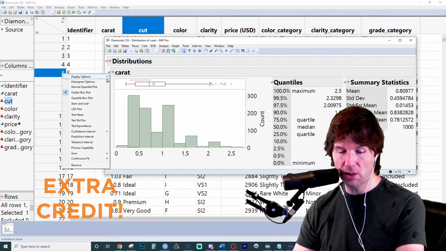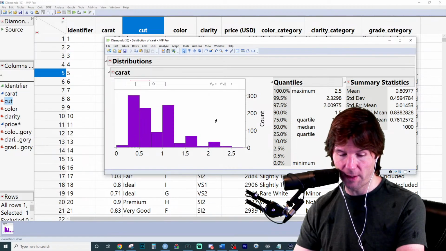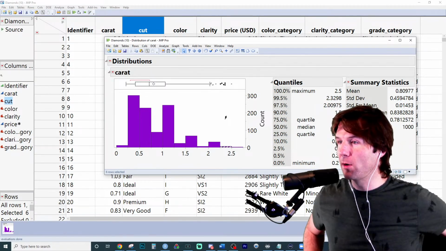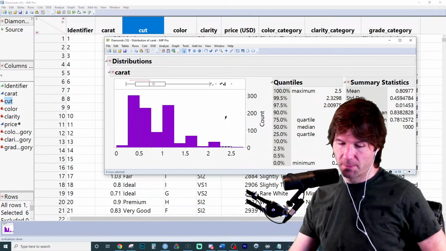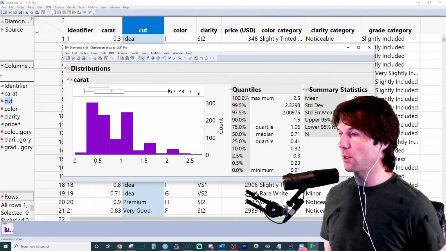And then I'm going to go here to histogram options, and I'm going to go to color because I want to. I'm going to make it a nice purple right there. There we go. Nice purple histogram. Okay, you can make it whatever color you like. All good by me. Now, when we interpret histograms, there's 3 things we need to talk about.